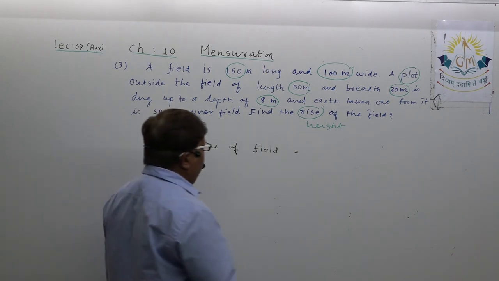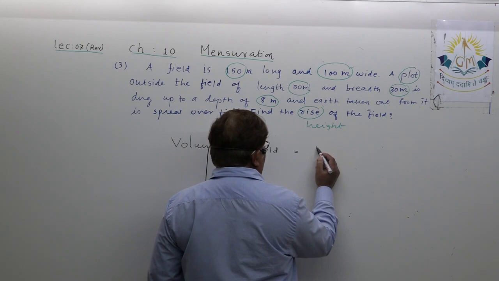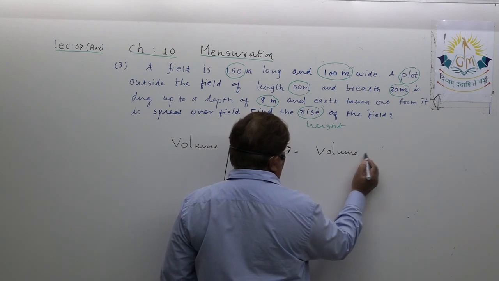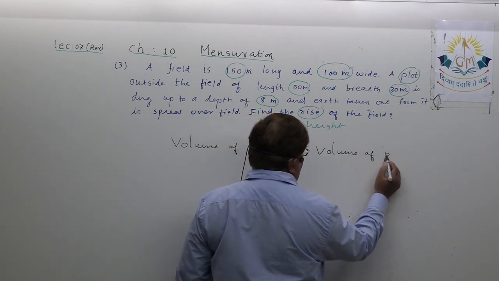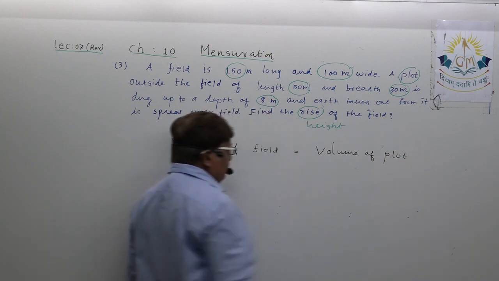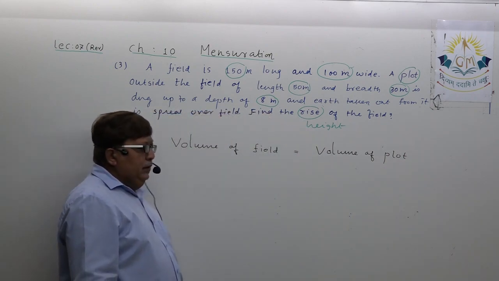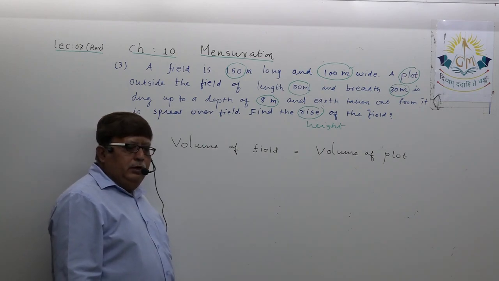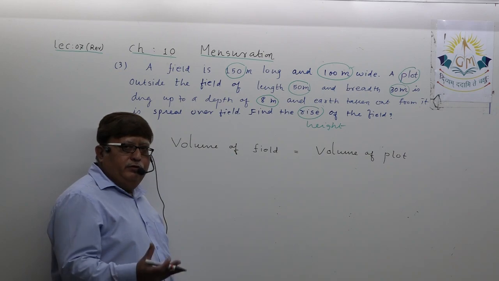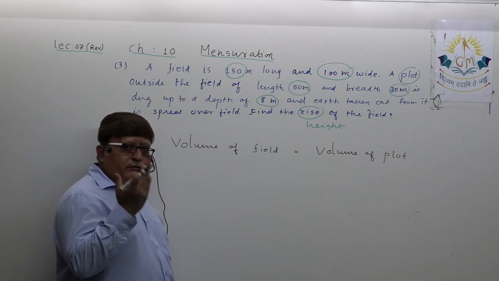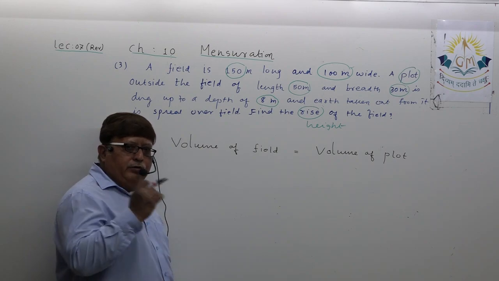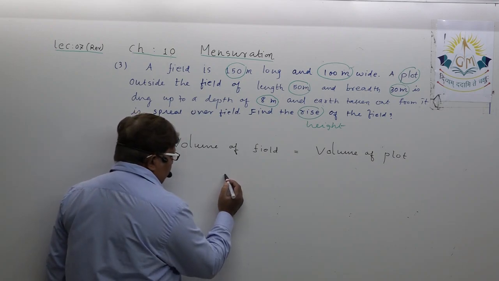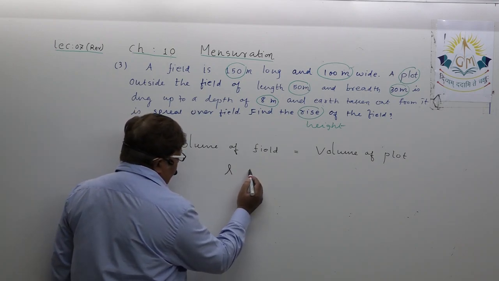Volume of field equals what you will write here, volume of plot. Okay, dear student, both are ultimately cuboidal in shape. Either you consider the field or you consider the plot which is dug out, and the earth taken out from it is spread on the field. First, dear student, I would like to write this way. Don't get confused by this.